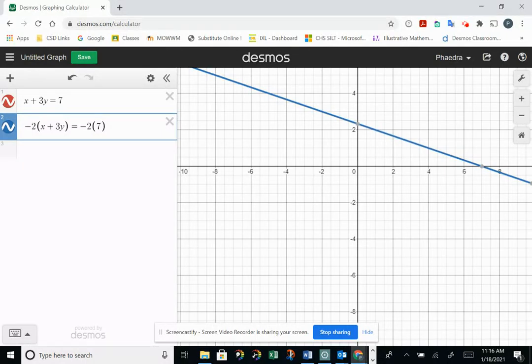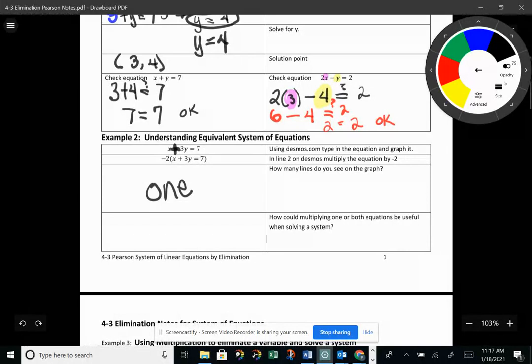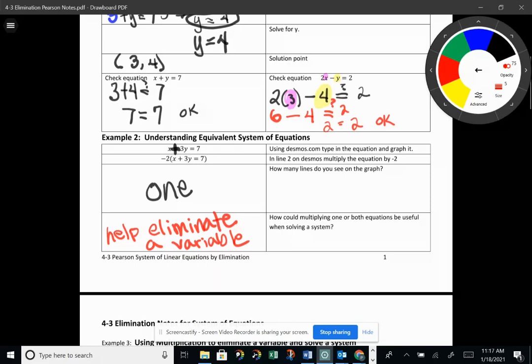Now I'm going to go back to my notes. And now that we're back to our notes, how many lines did you see on the graph? Oh, there was only one line. So there was one line, and how does multiplying help in solving a system? The whole idea with multiplying to solve a system is that it's going to help eliminate a variable. And remember that eliminate just means that you're going to get rid of it. It's just going to go away when you add up equations.